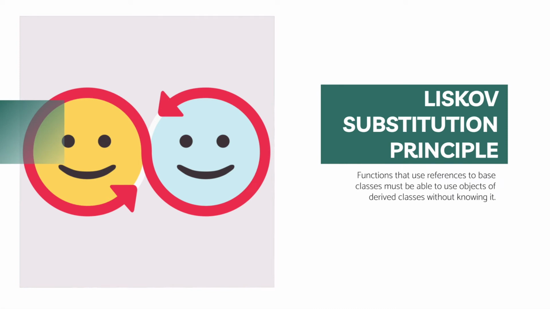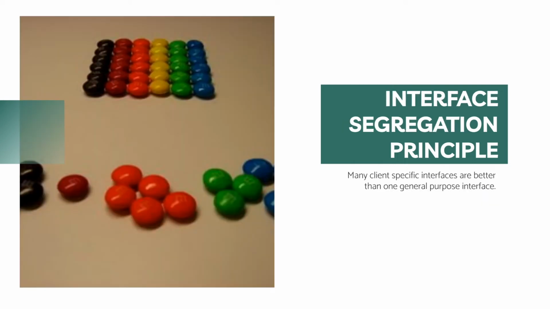The third one is the Liskov substitution principle. Functions that use references to base classes must be able to use objects of derived classes without knowing it. One easy way to spot violations of this principle is to look for explicit casting. If you have to cast an object to some type, you are not using the base class without knowledge of the derived classes.